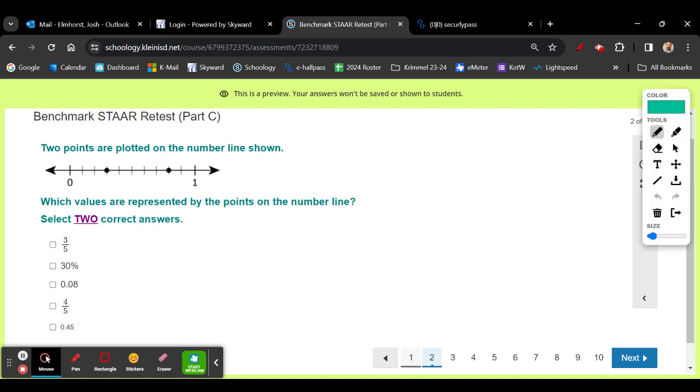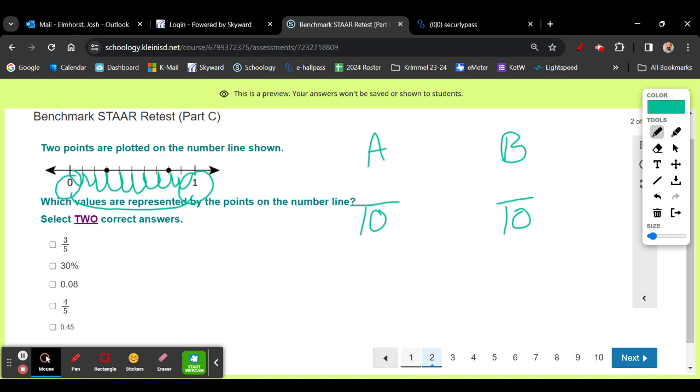Number 2, this is rational numbers. Select the correct answer. Where are these points on the line? So first we want to take a look at what is the whole number from 0 going over to 1. How many parts is it broken up into? So we got 1, 2, 3, 4, 5, 6, 7, 8, 9, 10. So let's say point A and point B are both at a location out of 10.